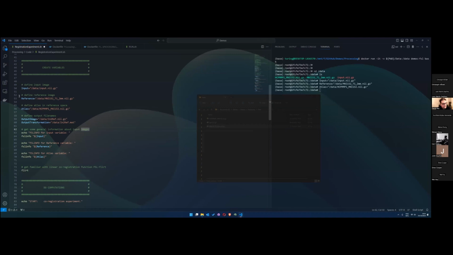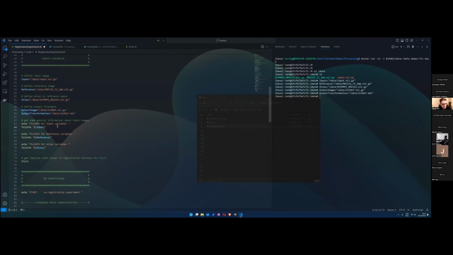So to do this, we define these input variables, we define our output file names, and we can also start with getting some information about our inputs themselves. FSL info gives you a good idea, for example, of the dimensionality. So this is the resolution of our image, of my input image.